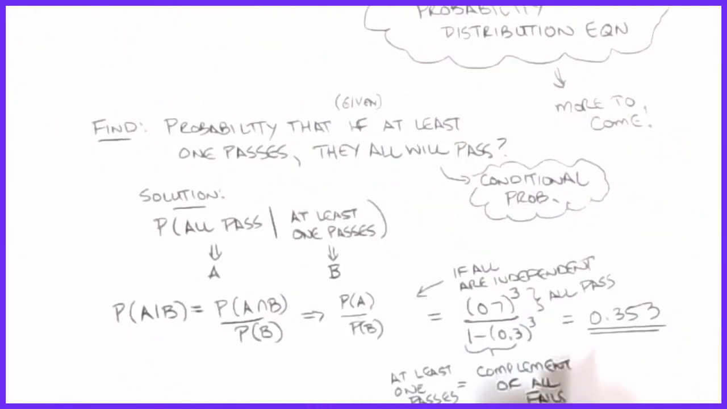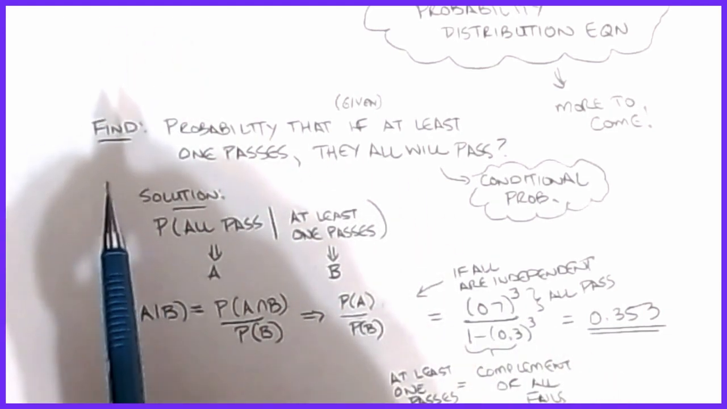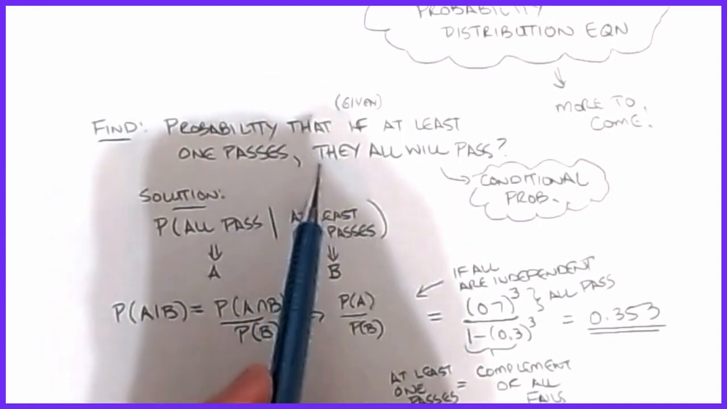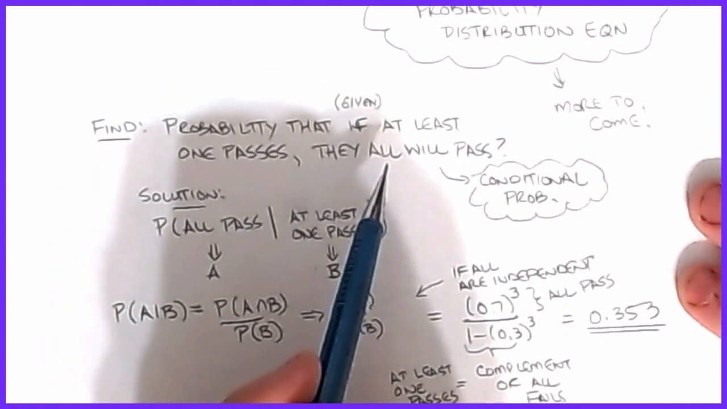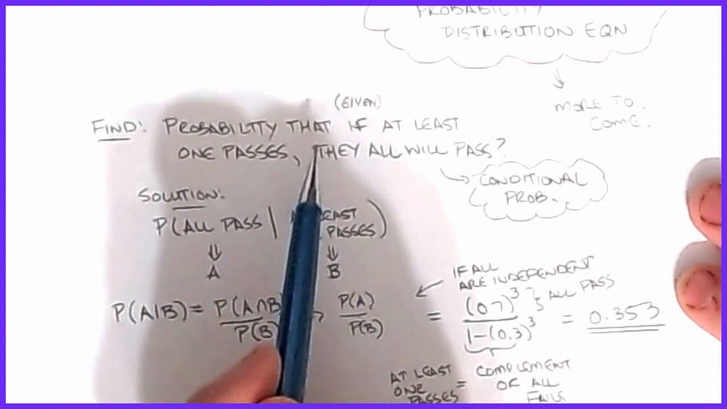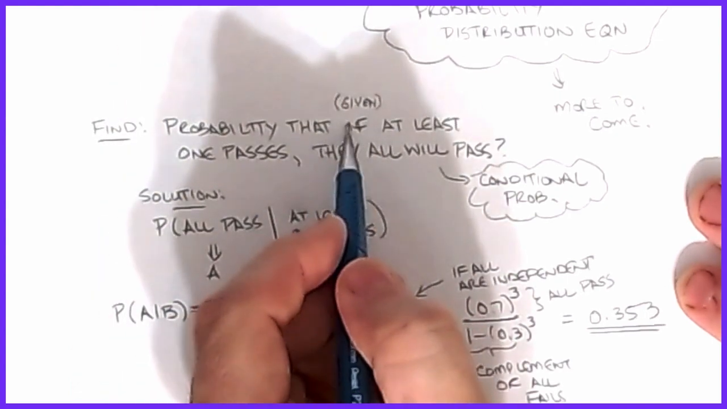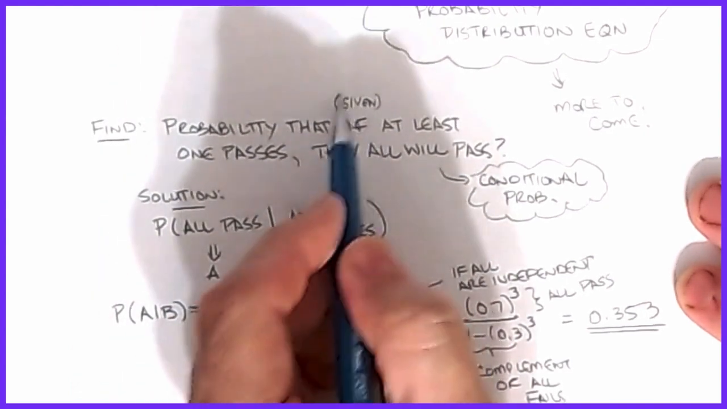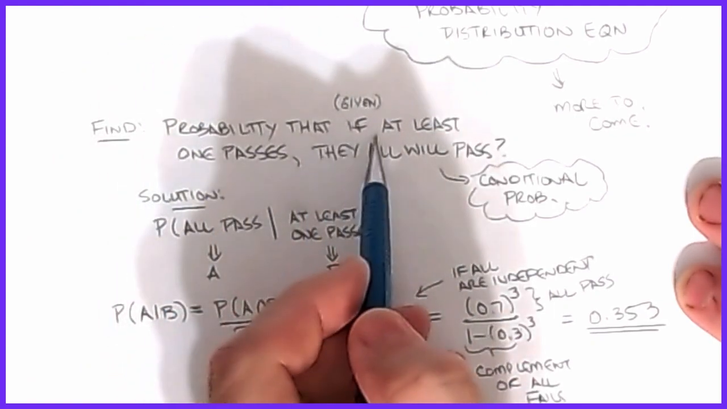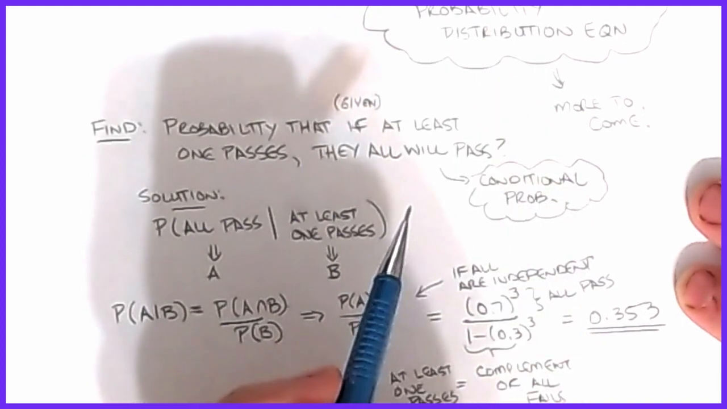Okay, so for our last example, what we want to do is look at the probability that if at least one passes, they all will pass. Now you look at the wording of this question. You might go, well, what kind of question is this? What is it asking us to find? I'll give you a little hint. We're going to take this if, and I'm going to replace the word if with a given. If I do that, then it's the probability that given at least one passes, they all will pass. This is a conditional probability problem.